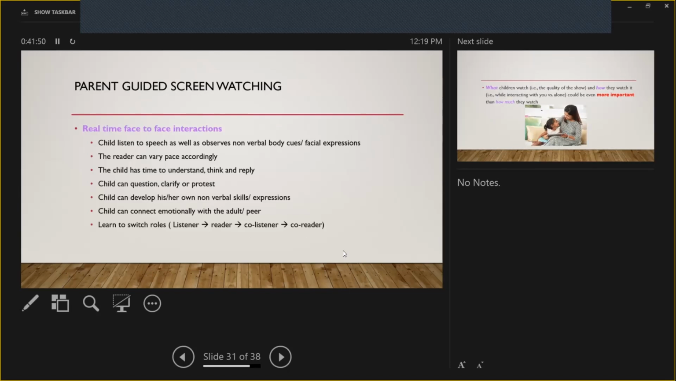So when you are having parent-guided screen watching, you can have real-time face-to-face interaction. Can you remember the slide where we were talking about the advantages of face-to-face? When you are viewing the program with the child, you can have these same advantages.